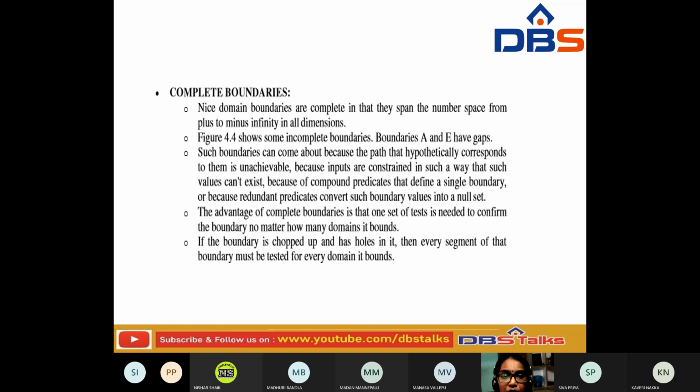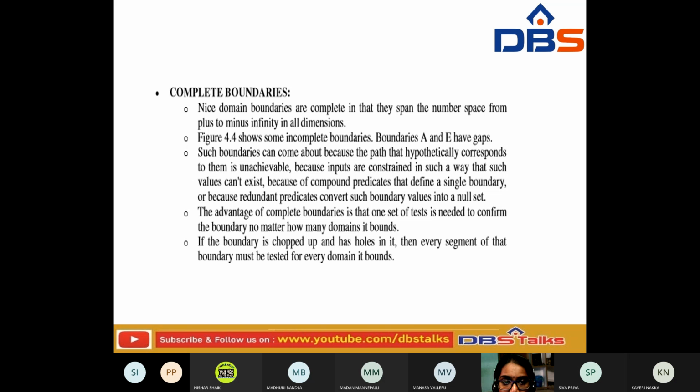So the advantage of the complete boundaries is that one set of tests is needed to confirm the boundary no matter how many domains it bounds. So if the boundary is chopped up and has holes in it, then every segment of that boundary must be tested for a domain it bounds.